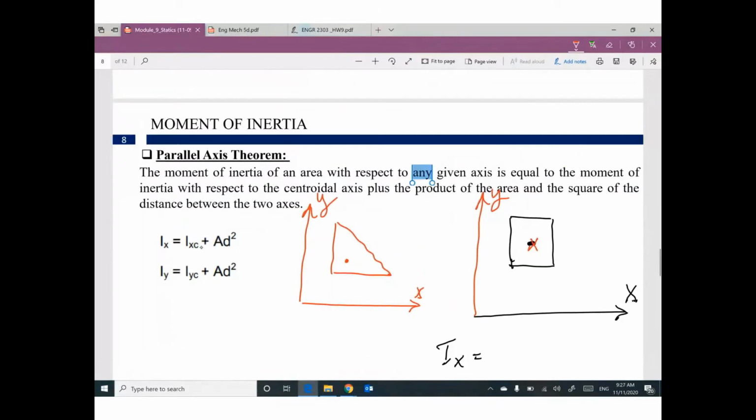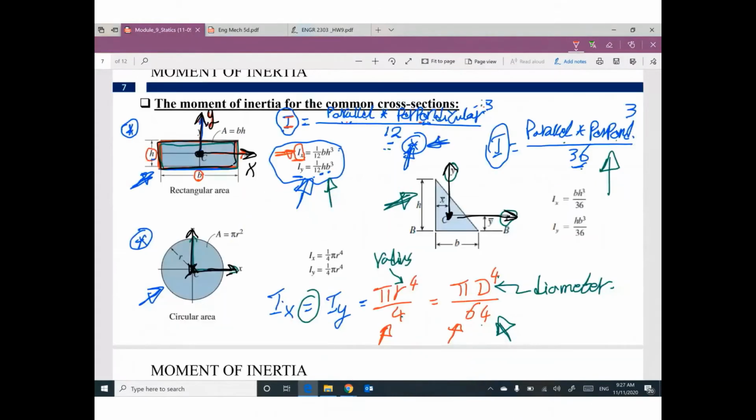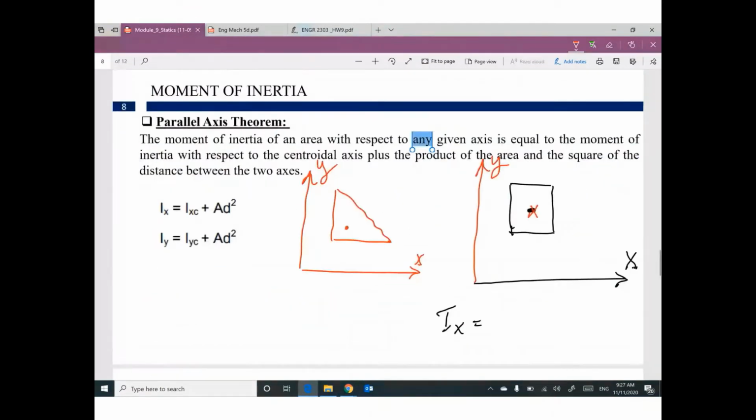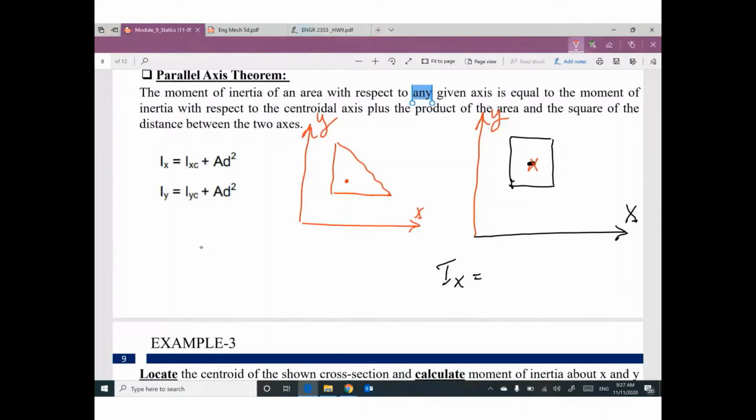You told me I can use these expressions only if the x-axis and y-axis pass through the centroid of this shape. What will happen if the x-axis is not passing through? Actually, Ix will be two parts. For the first part, I'm going to assume my x-axis is here. Just an assumption. So your Ix will be b times h cubed divided by 12, parallel times perpendicular cubed over 12. But this is an assumption.